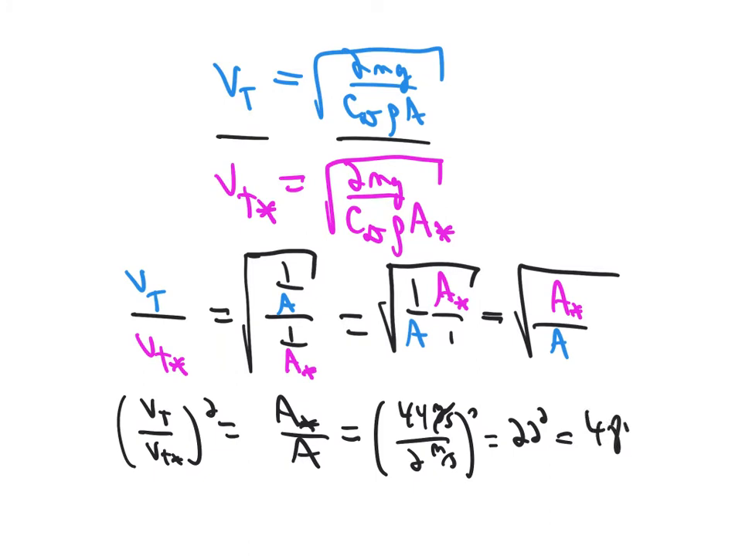484. His new area is nearly 500 times his original area, which, if you think about people parachuting, that's actually not that crazy. It's about 20 times the thickness. Yeah, that seems not crazy for a parachute.